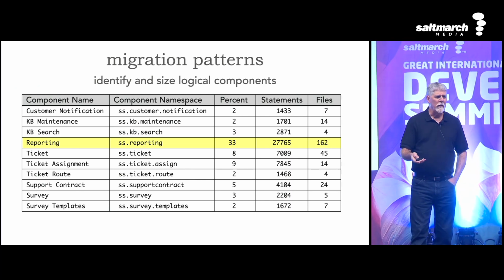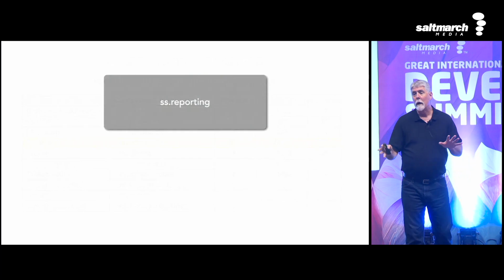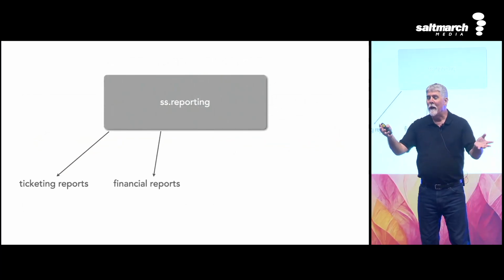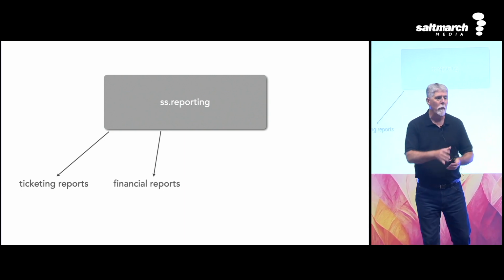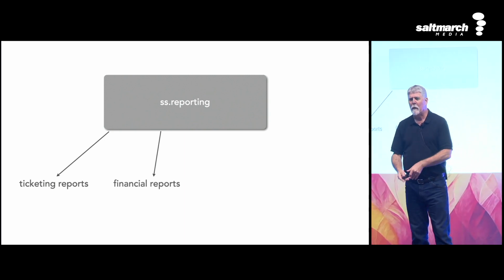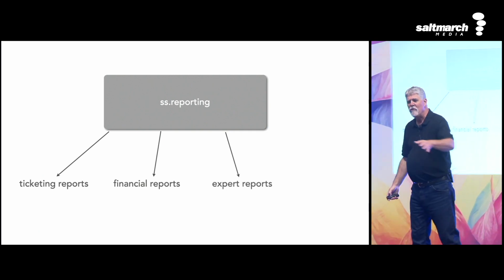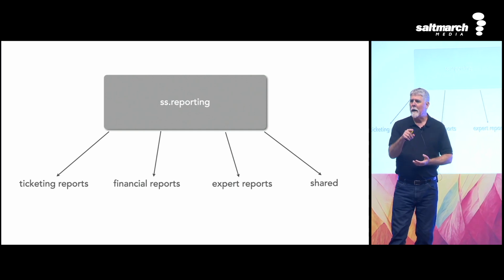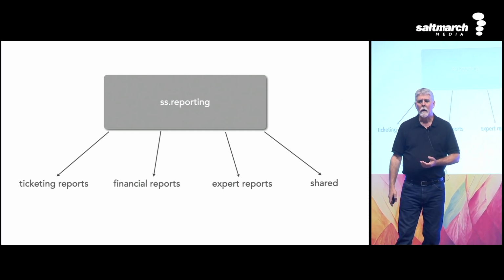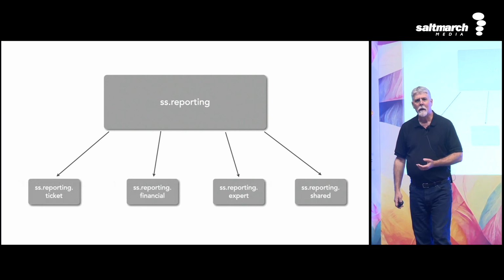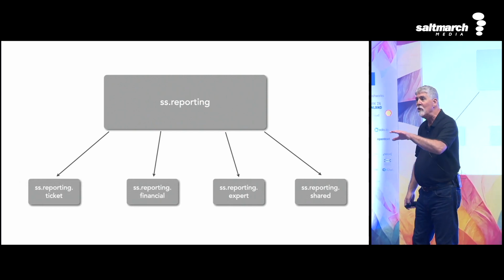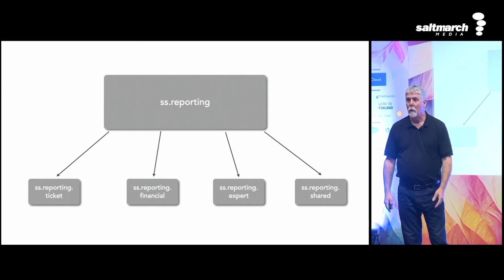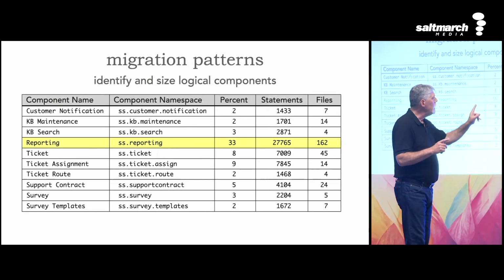Part of this pattern is basically decomposing that component. Reporting is 33%. What does it do? Oh, Mark, let us tell you, we create a lot of reports. I mean, we have ticketing reports, we have financial reports, we have expert reports, reports that tell us the utilization of experts. We even have just a lot of shared code in there as well. Really? Why don't we make all of those components instead and just move our code down to those new directory structures, new packages, etc.? Well, that makes sense, because if we do, look what we can do here.